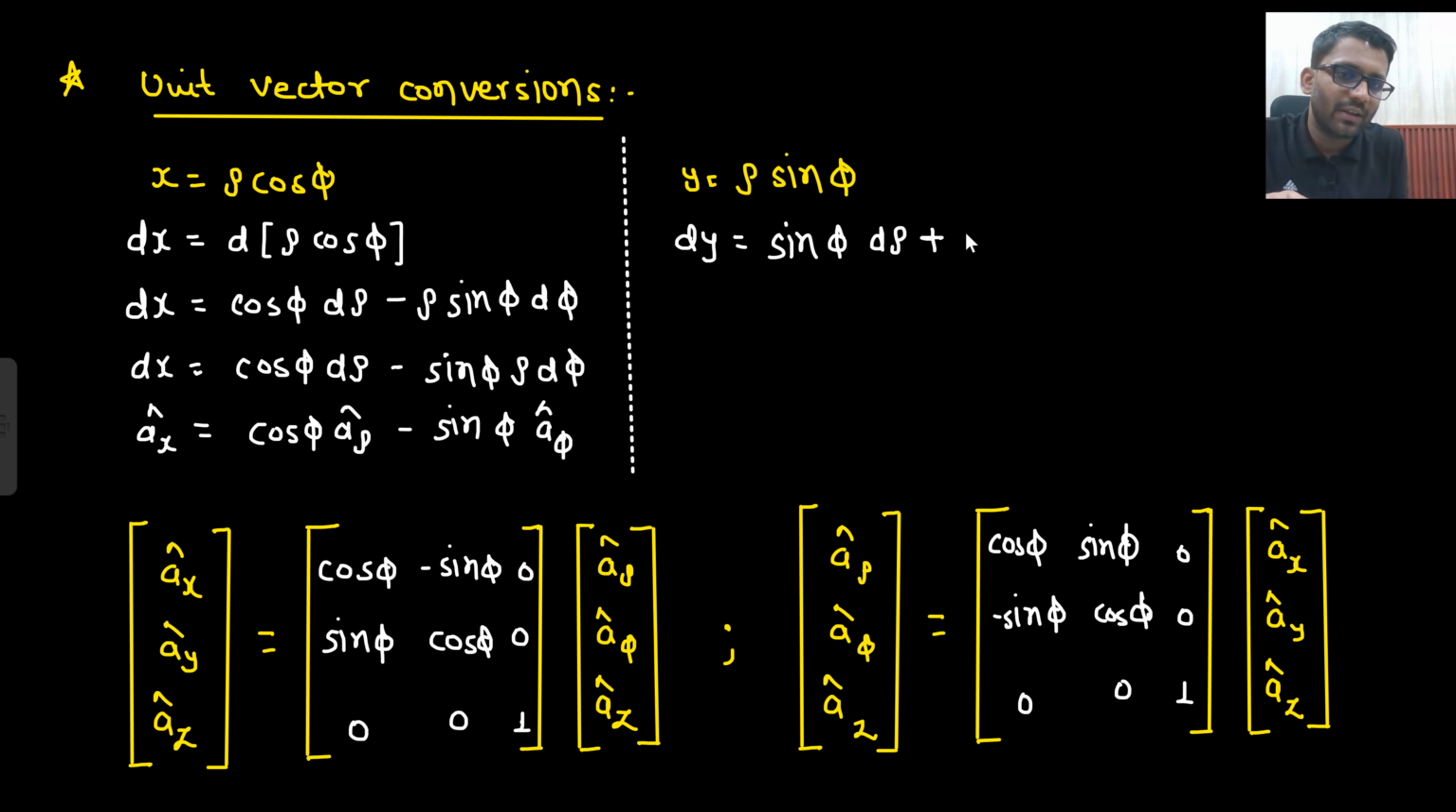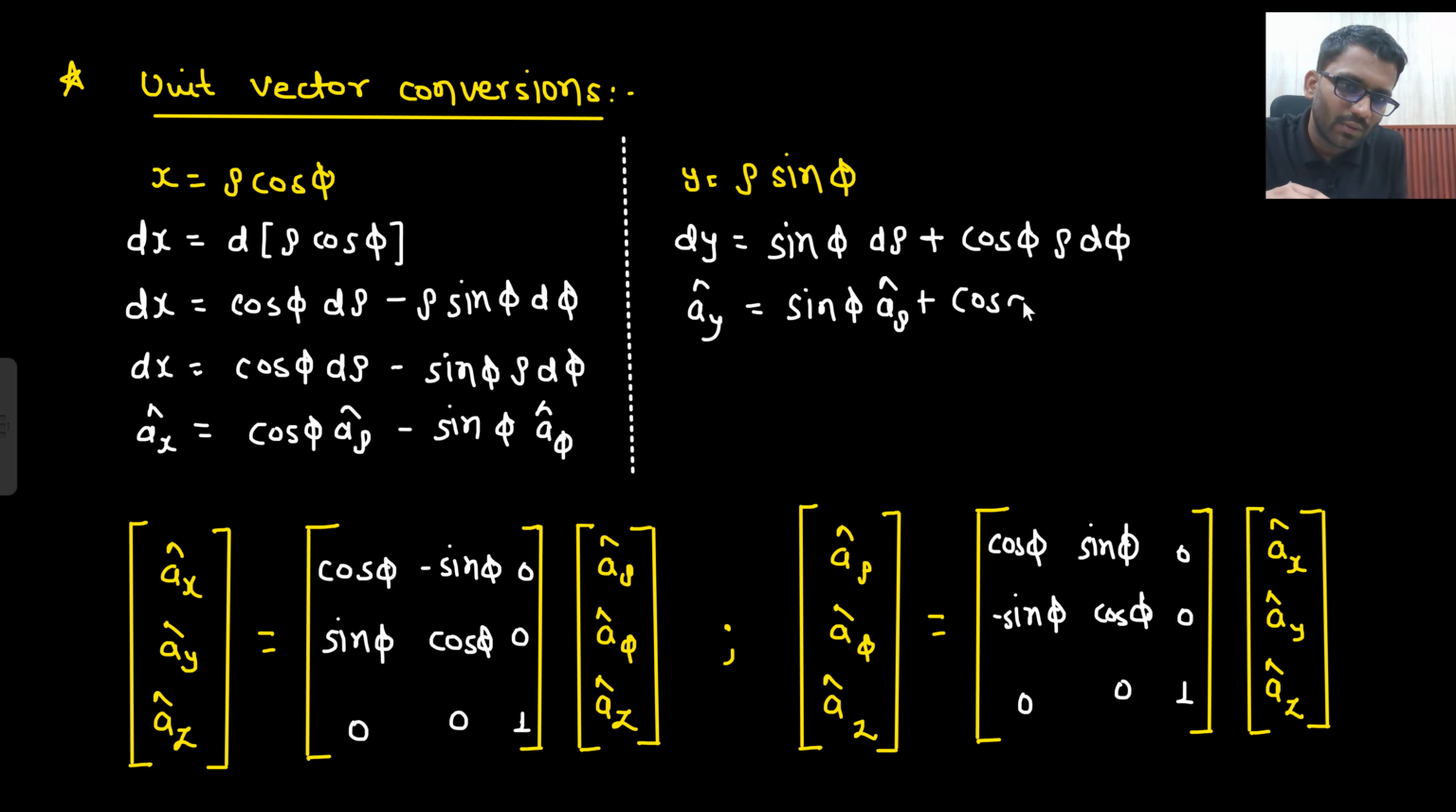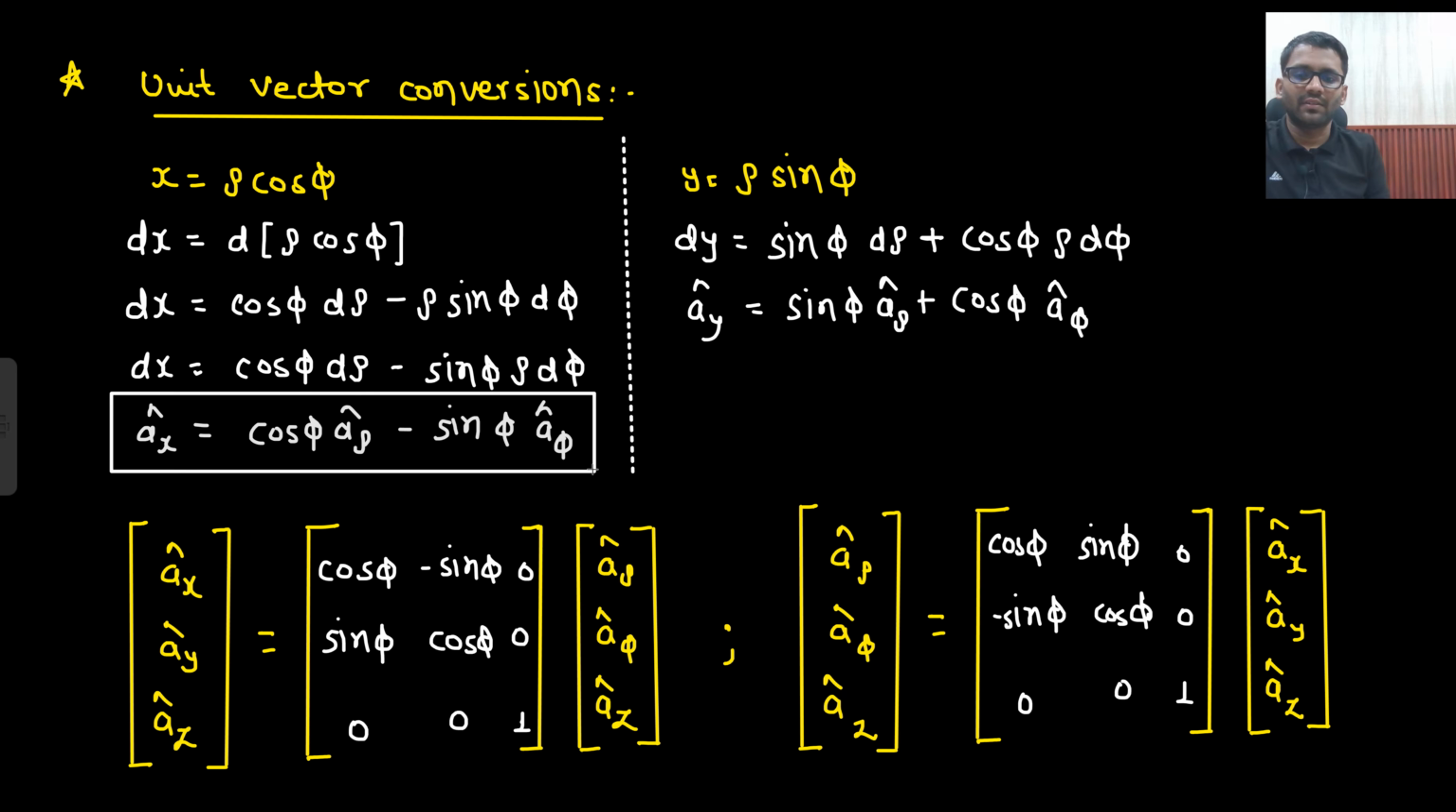Differentiation of sin phi will be cos phi, and then phi as it is, cos phi d phi. The differentiation will be cos phi d phi and rho as it is, right? So this will be ay cap sin phi a rho cap cos phi a phi cap. So this is the first expression I am getting. This is the second expression I am getting.